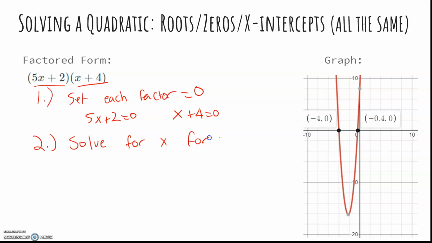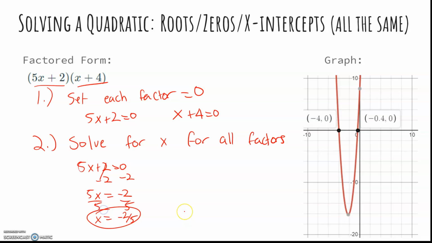For each, or for all factors. So right now I have 2 factors, so I'm going to solve twice. I have 5x plus 2 equals 0. Subtract 2 on both sides using inverse operations. That gives me 5x is equal to negative 2. And I divide by 5 because I need x by itself. It gives me x is equal to negative 2 over 5. And that is one of our solutions.